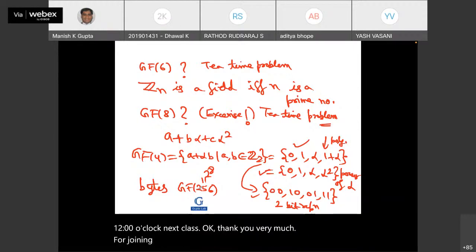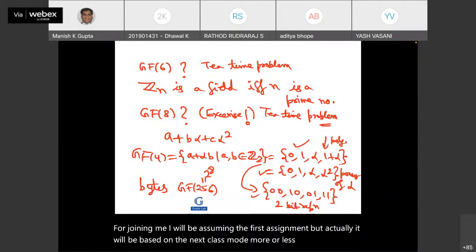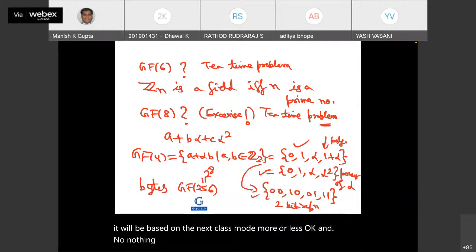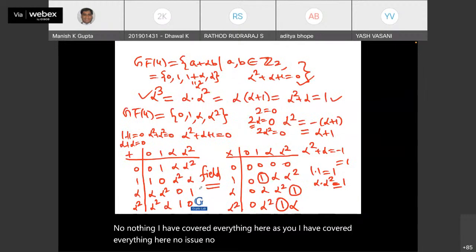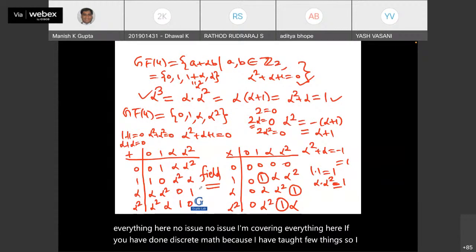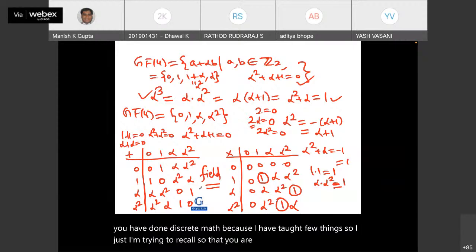I will be issuing the first assignment, but it will be based on the next class more or less. One more question: if we have not done a discrete math class, is there any prerequisite? No, nothing. I have covered everything here. If you have done discrete math, I have taught a few things, so I'm trying to recall them so that you are able to recall something. If you have not done it, it's fine, no problem. Every basic is covered here.